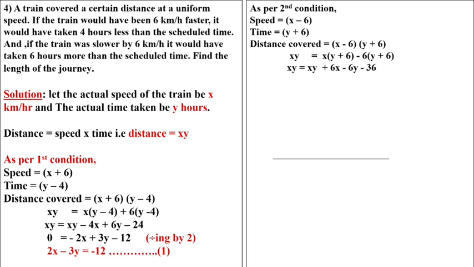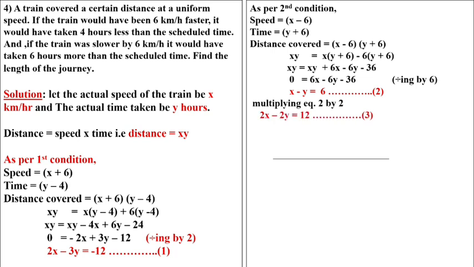We will solve this bracket. We get xy equal to xy plus 6x minus 6y minus 36. xy will cut. Dividing by 6 we get x minus y equal to 36 divided by 6, we get 6. Minus 6 will go to the right side and become plus 6. So here we form the second equation. Now student, multiplying equation 2 by 2. The second equation we have is x minus y equal to 6, will multiply by 2.